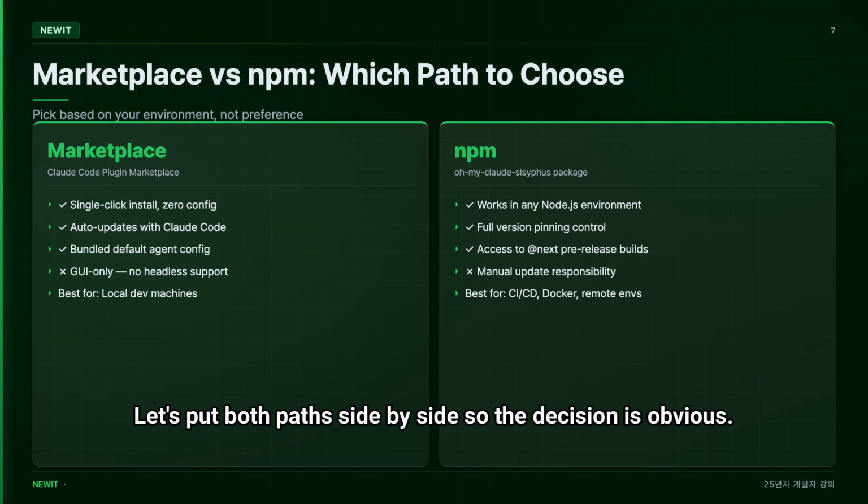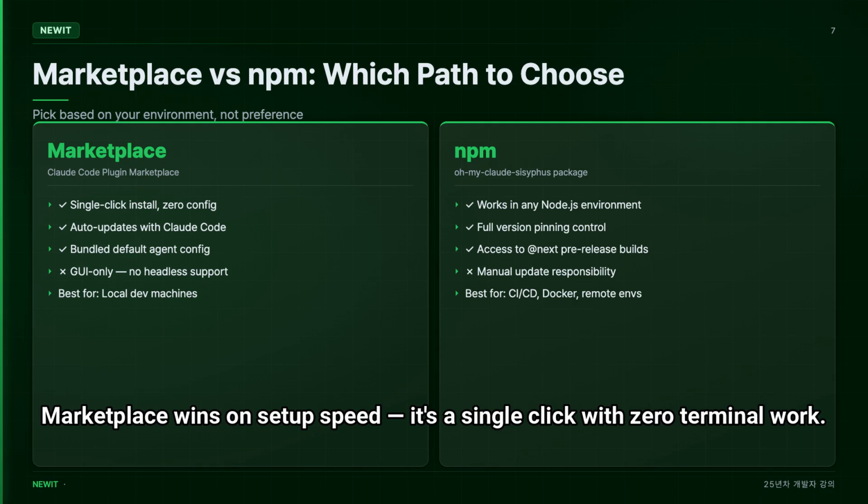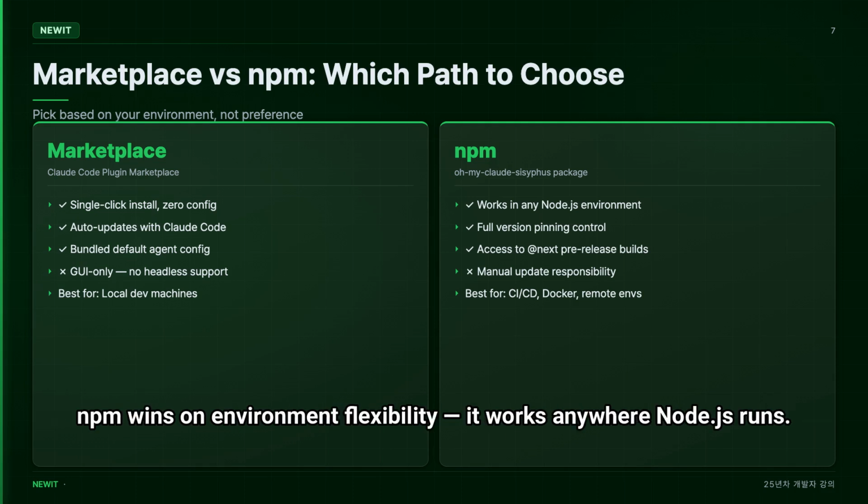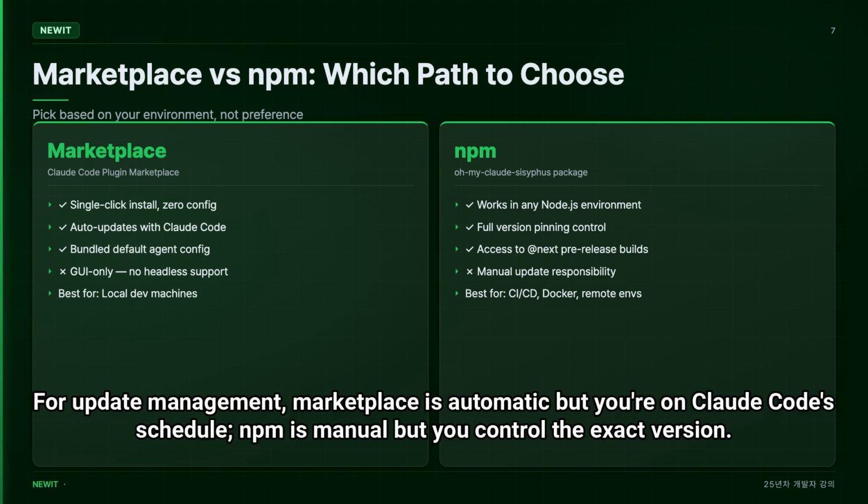But let's put both paths side by side so the decision is obvious. Marketplace wins on setup speed. It's a single click with zero terminal work. NPM wins on environment flexibility. It works anywhere Node.js runs. For update management, Marketplace is automatic, but you're on CloudCode's schedule. NPM is manual, but you control the exact version.